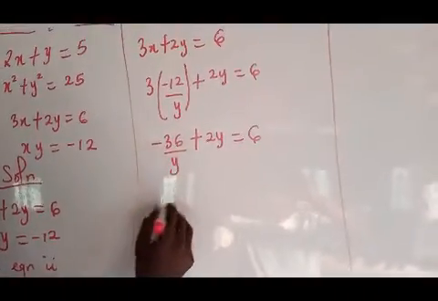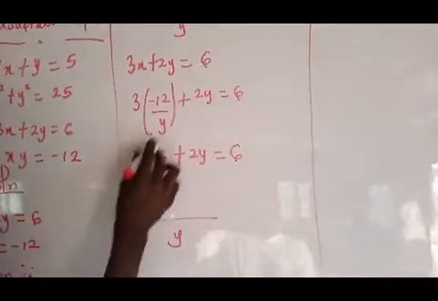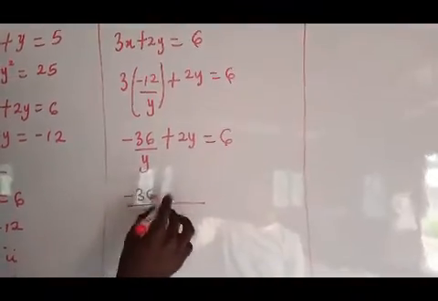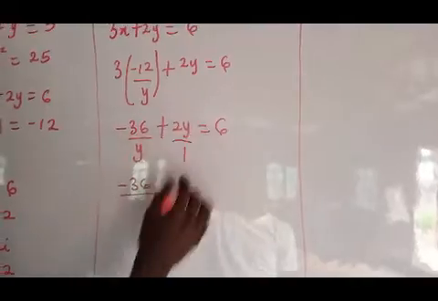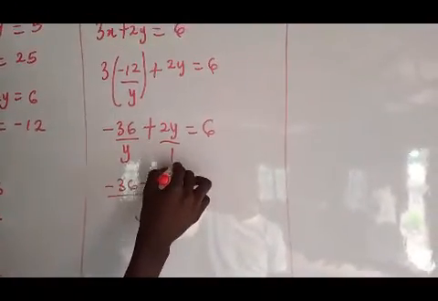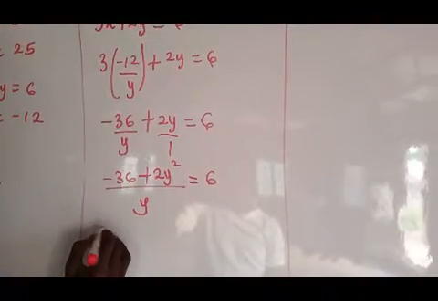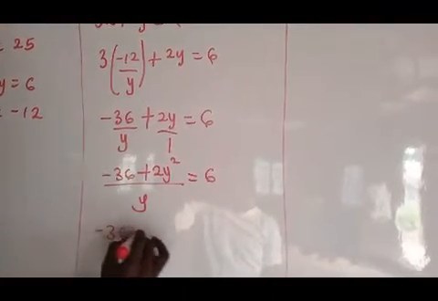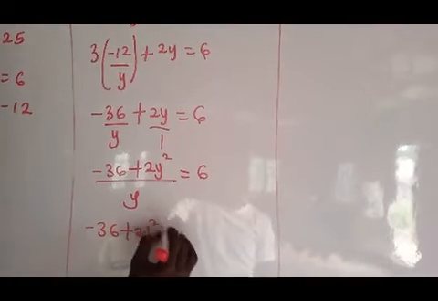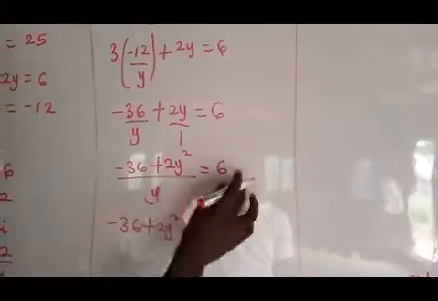Then what's the LCM here? Y. Y into y once gives minus 36, and y into 2y gives 2y squared, equals 6 times y. So cross multiply, you have 6y. So that will be minus 36 plus 2y squared equals 6y, because this times y will give us 6y.